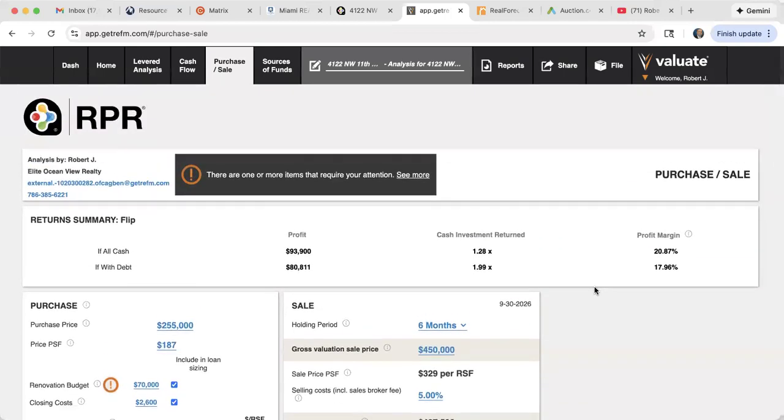Now you're looking at making almost 18% profit in a 6 month period on this property if you were to sell it at 450, purchasing it at 255 and spending $70,000 to renovate. You look to profit $80,000 in a 6 month period. If you buy cash, you look to profit 93,900. Obviously, guys, the difference there is the interest that you are paying the hard money lender.